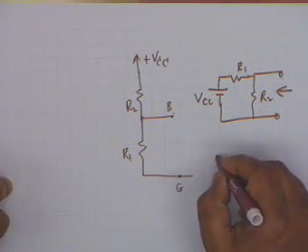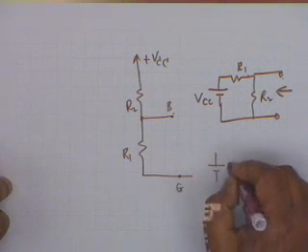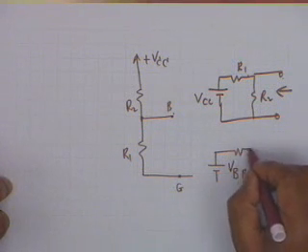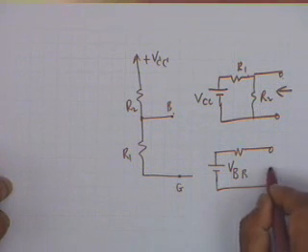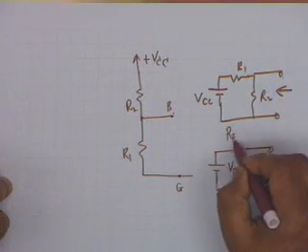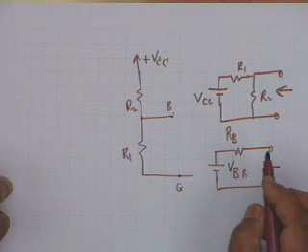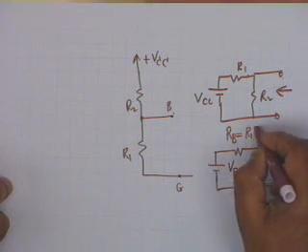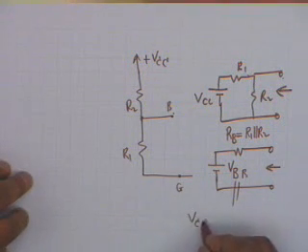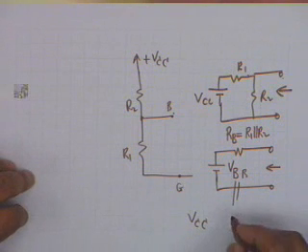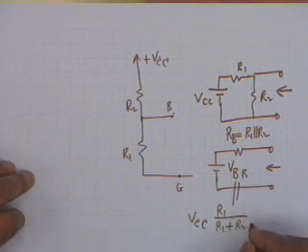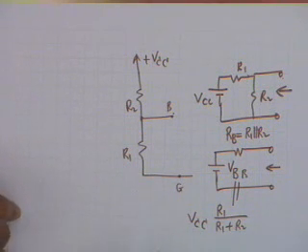Therefore this is simply equivalent to a Thevenin voltage, let us call this VBB, in series with a resistance which is the parallel combination of R1 and R2. We call this resistance capital R subscript capital B. This is R1 parallel R2, and VBB obviously is VCC multiplied by R1 divided by R1 plus R2. Now this, as you will see, greatly simplifies the analysis.